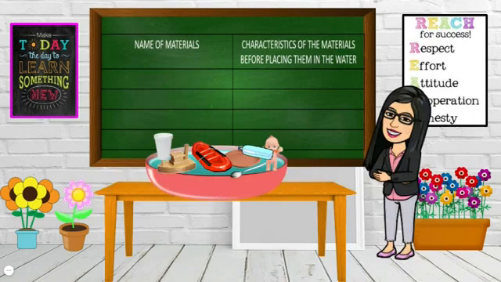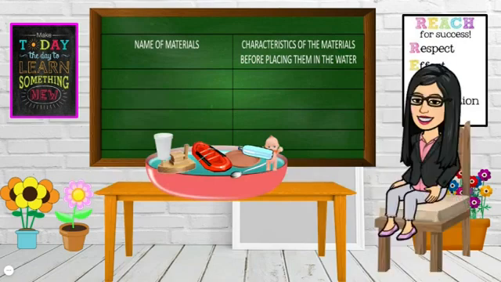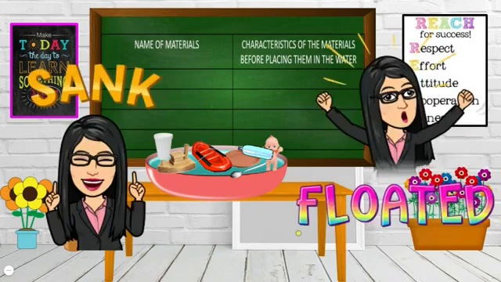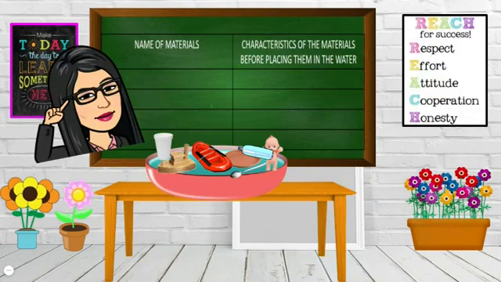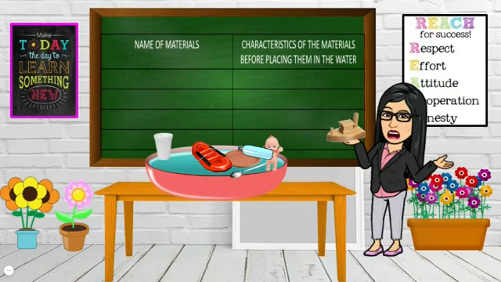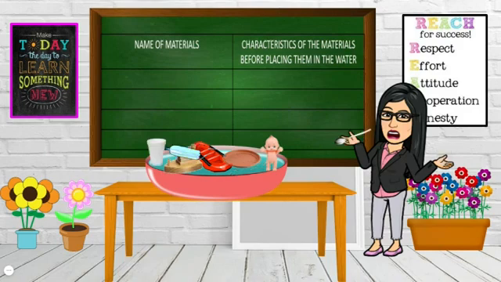Based on our activity, which of the materials sank and which of the materials floated? Look at the group of objects that floated and look at the group of objects that sank. Are there any similarities or differences among these materials? Some of the materials that float are made of wood, such as toy boat made of wood and chairs or tables. Materials that are made of plastic float. Materials made of metal usually sink. What did you learn from this activity?